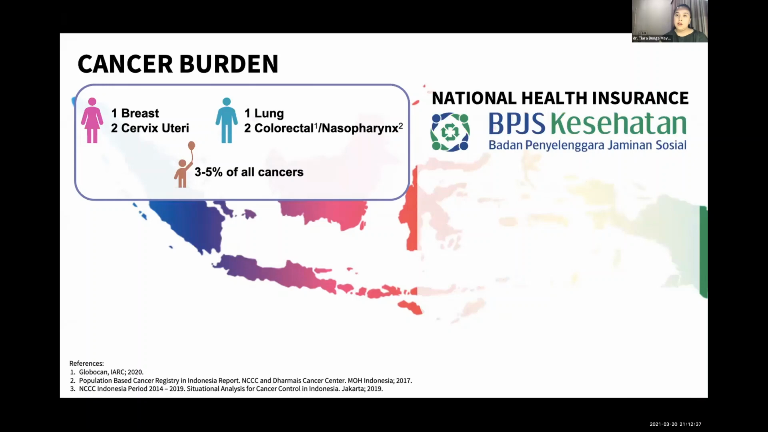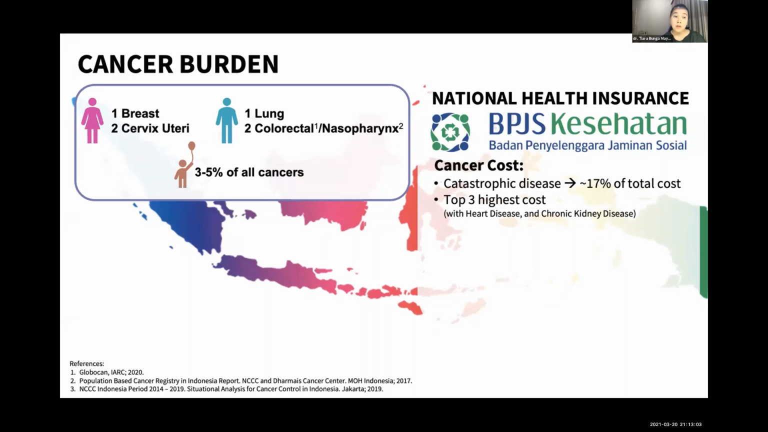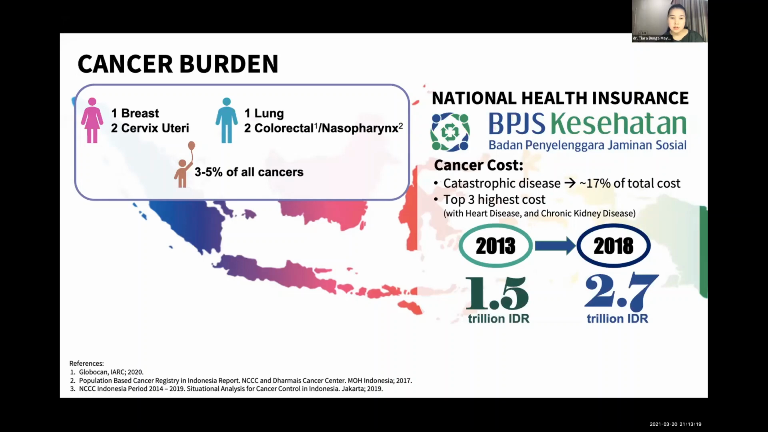And our cancer patients are insured by the National Health Insurance, the BPJS Kesehatan, which covers most, if not all, of the medical treatments. But you can imagine how high this financial burden is for the country, as cases were already advanced when we found them. So as cancer is one of the catastrophic diseases, it costs around 17% of all total cost borne by the National Health Insurance, and it is always in the top three of the highest disease burdens, along with heart disease and chronic kidney disease. And in terms of the actual rupiah spent, there's also a significant increase from 2013 to 2018 spent for cancer.